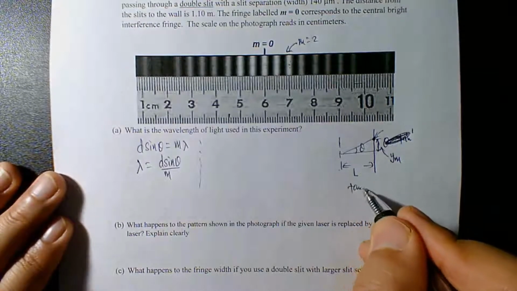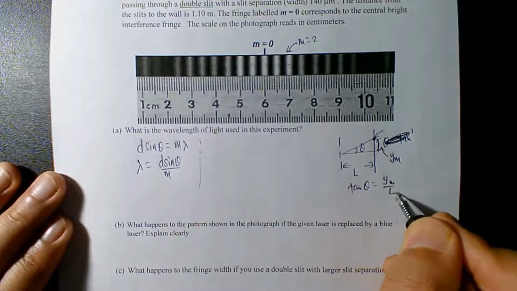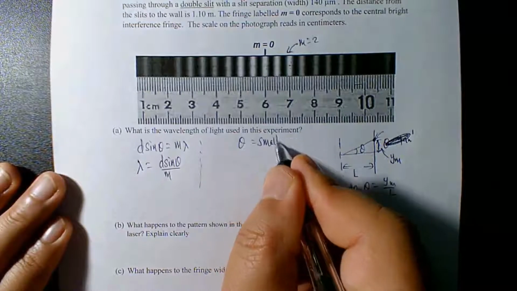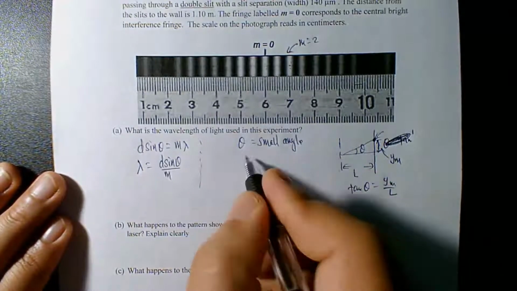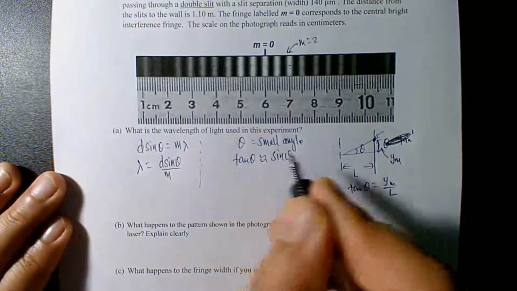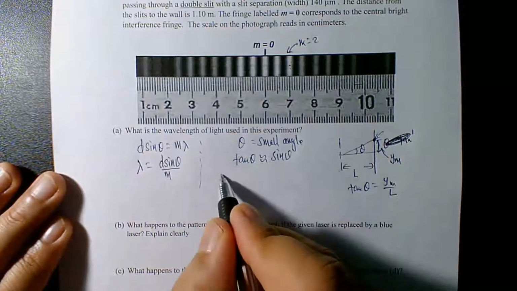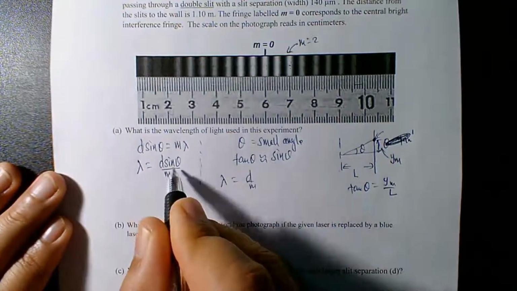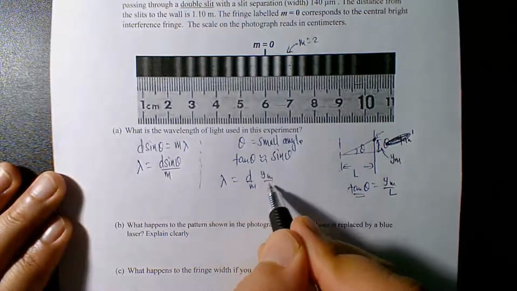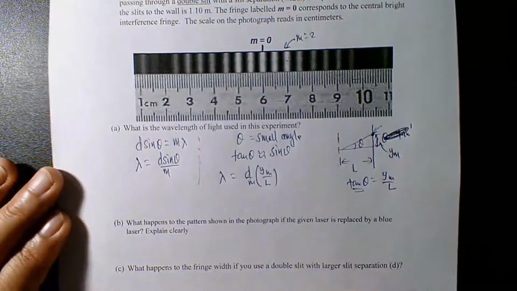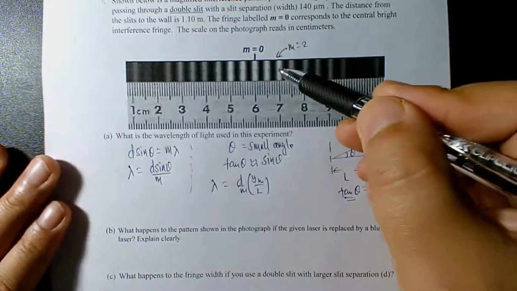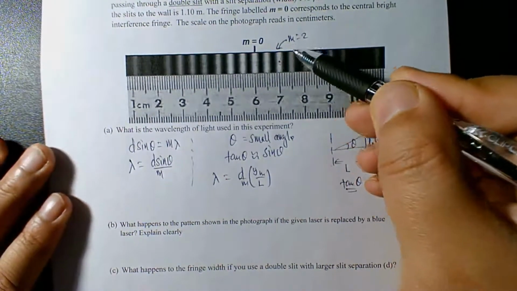But here tan theta is y over L if you just use trigonometry. For a small angle approximation, if the angles are small, tan theta is approximately equal to sine theta, right? So then you can just use lambda is d over m times sine theta, which can be written as tan theta, and tan theta is y m over L. And then just pick one of the bright fringes. If you choose the second bright fringe, m is going to be 2.